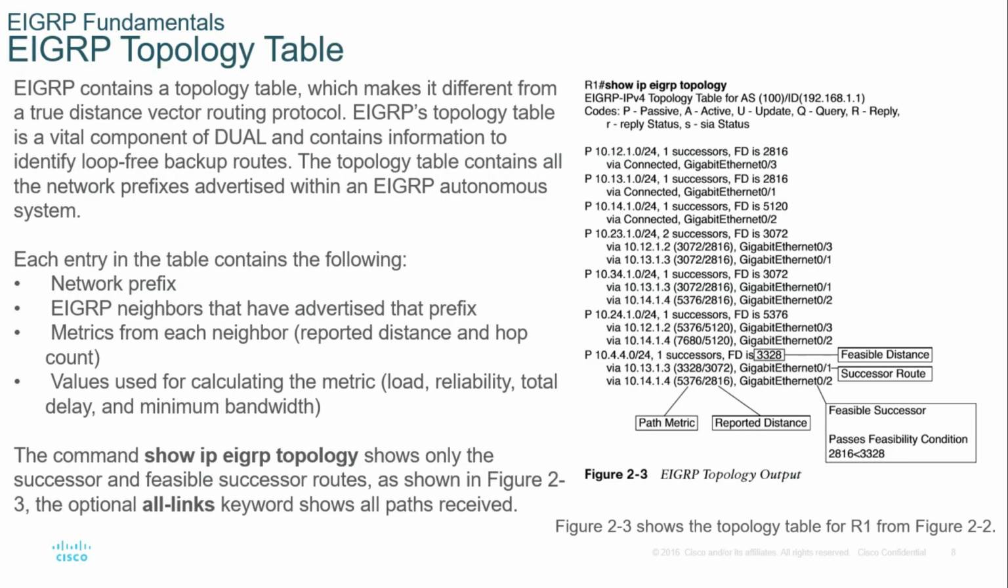Alright? So now we look in detail at EIGRP. Okay, so it introduces the topology table first. EIGRP contains a topology table, which is a vital component of DUAL, the Diffusing Update Algorithm, and it contains information to identify a loop-free backup route. So this backup route is what makes EIGRP create a faster convergence, because it has prepared a backup beforehand, just in case something happens to the main route.